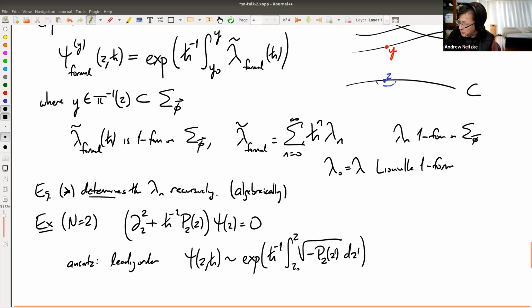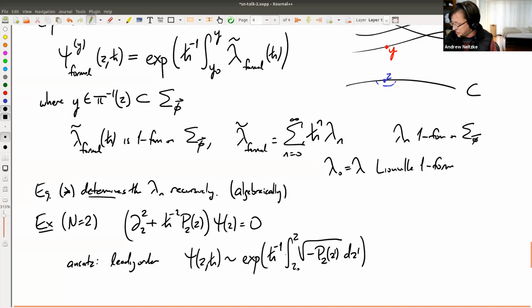Why is this a good ansatz? Well, if you just naively take the derivative of this thing twice, each time you take the derivative, it pulls down h bar inverse times the square root of minus p2. So when you do it twice, you get h bar to the minus 2 times minus p2. And that's perfect. That exactly cancels the other term in the equation. So this looks like a solution of the equation. If you're in your first year differential equations class, you might think that this is exactly the solution.